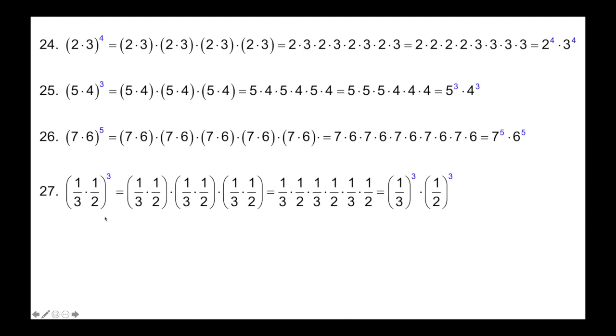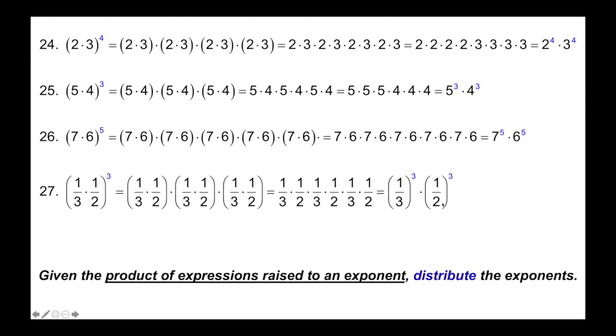Same thing with the 1/2. I'm taking that whole quantity, 1/2, and I'm raising it to the 3rd. It's important that we remember to either put that in parentheses, or we want to go 1 to the 3rd and keep that as a 1, and then 3 to the 3rd is 27, whereas over here I'd get 1 over 8. So those would be equivalent answers. So when given the product of expressions that are raised to an exponent, you can distribute the exponents.